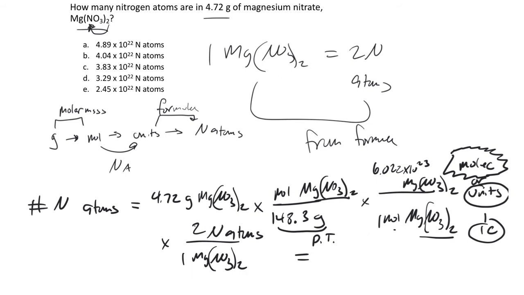But then for every 1 Mg(NO3)2 unit or molecule that you're picturing, you have 2 nitrogen atoms because we have the 2 nitrogens in nitrate within one of the formulas of that compound. And so we do this math here. I come up with 3.83 times 10 to the 22.